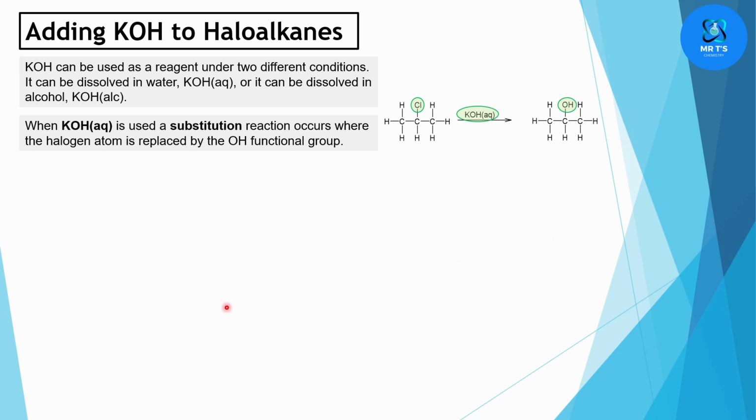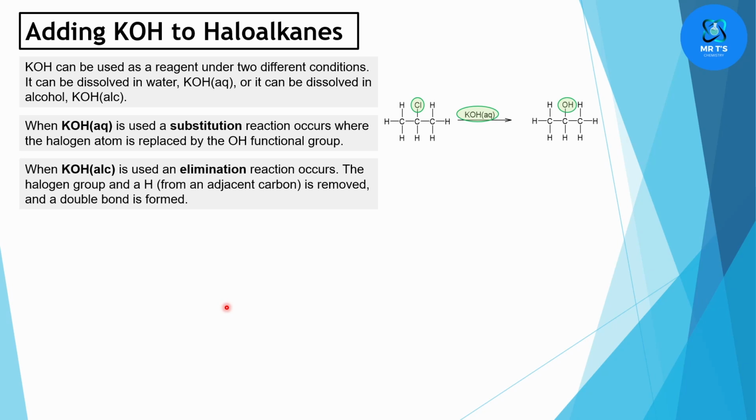However, if we add the potassium hydroxide and it's dissolved in alcohol, or KOH ALC, an elimination reaction occurs. So if we had a haloalkane, we are going to take the chlorine and remove the hydrogen from the adjacent carbon. In this case, the adjacent carbon is the second carbon. We remove that hydrogen and chlorine to make a double bond, or an alkene. And so we have two different types of products. We can either produce an alcohol or we can produce an alkene.